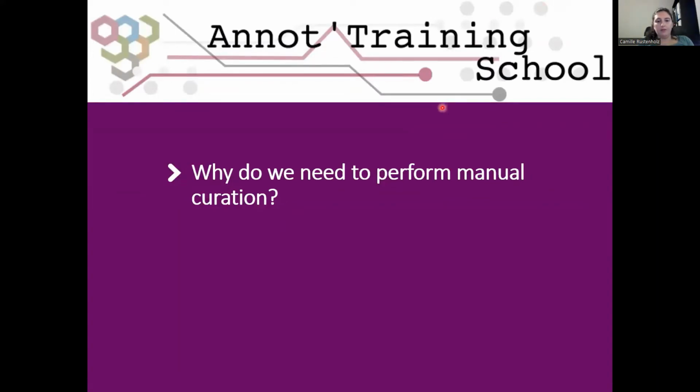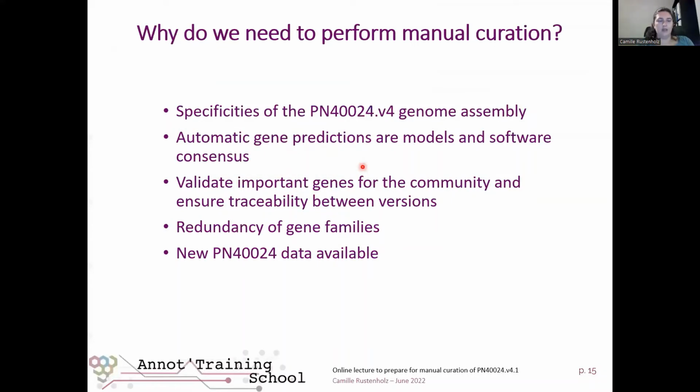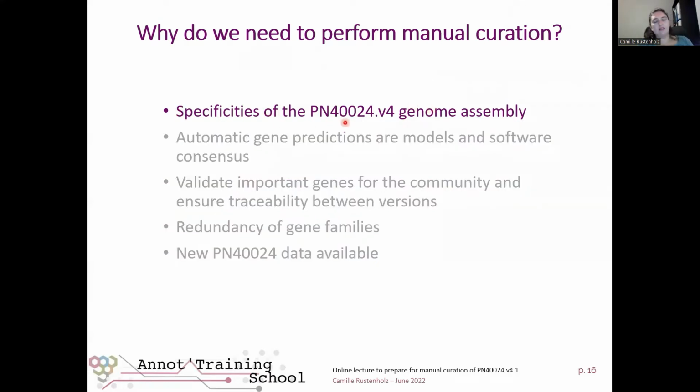So why do we need to perform manual curation? There are many reasons for us to perform manual curation, and I'm going to detail all of these. I'm going to start with the specificities of the PN40024 V4 genome assembly, and you'll see that it makes manual curation very important.